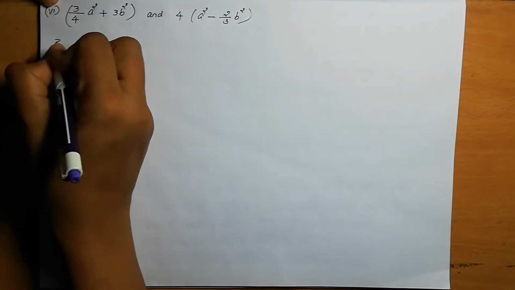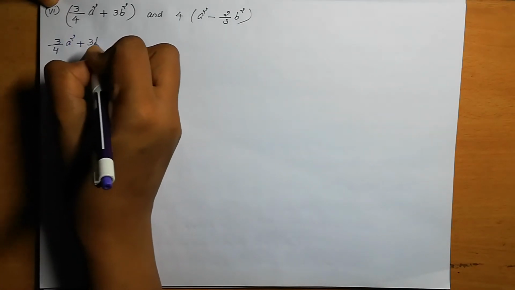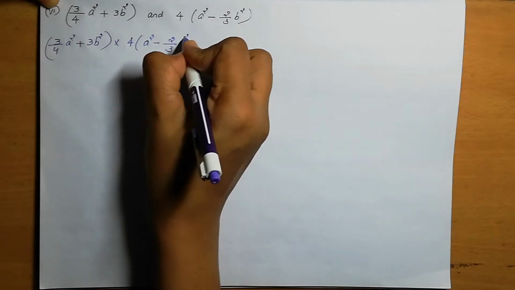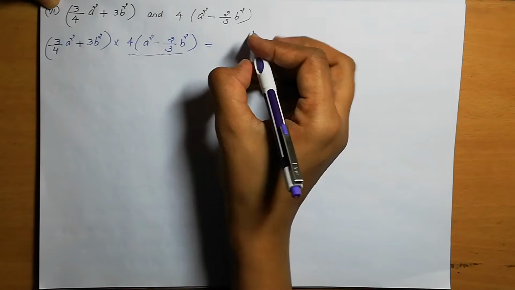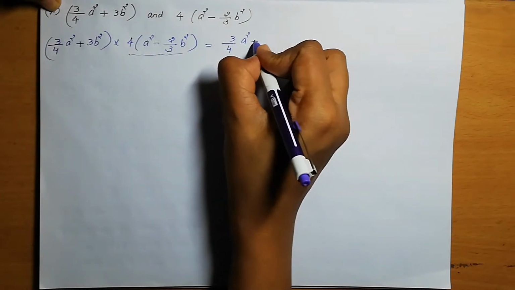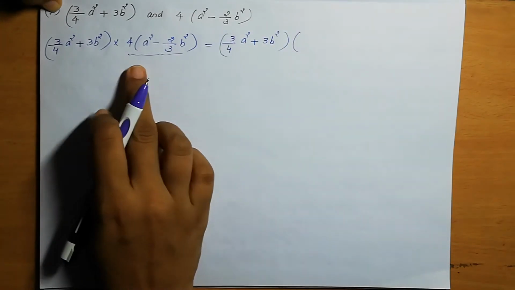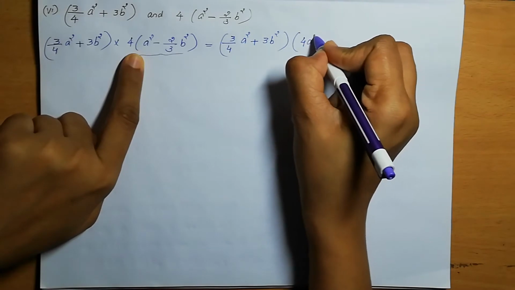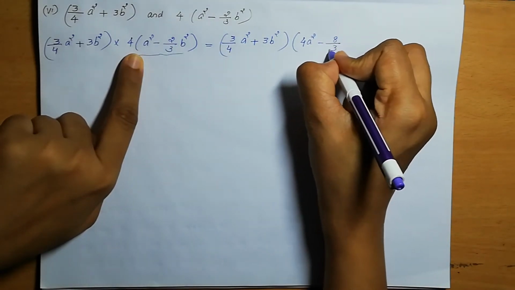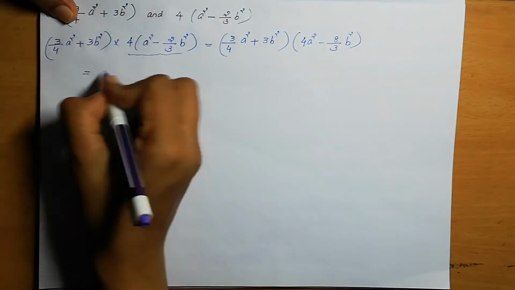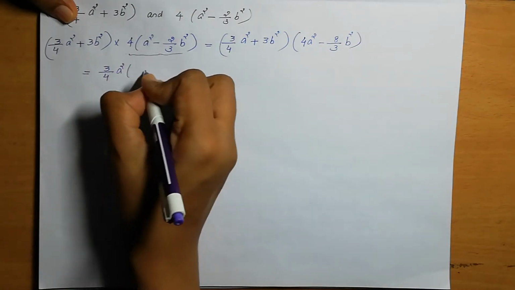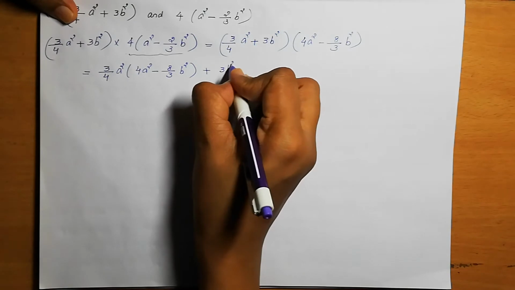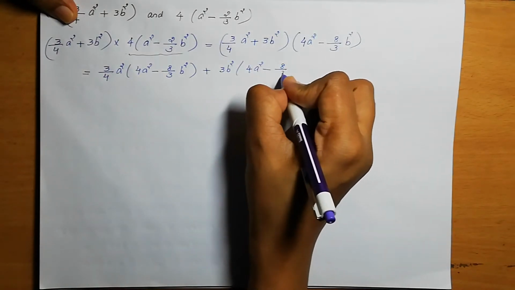So this one we can write as (3 by 4 a square plus 3 b square) into (4 into a square minus 2 by 3 b square). So first we can open this bracket. This one we can simplify. Because outside the bracket one number is there, we need to first simplify, then the simplification becomes easy. 4 into a square is 4 a square, then 4 into 2 is 8 by 3 b square. Now we can open the bracket. Each time we need to multiply 3 by 4 a square into the second bracket, that is 4 a square minus 8 by 3 b square, plus 3 b square into 4 a square minus 8 by 3 b square.